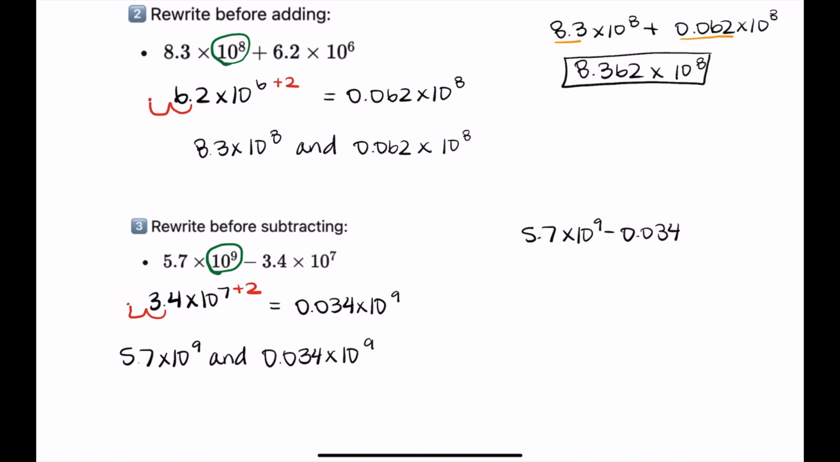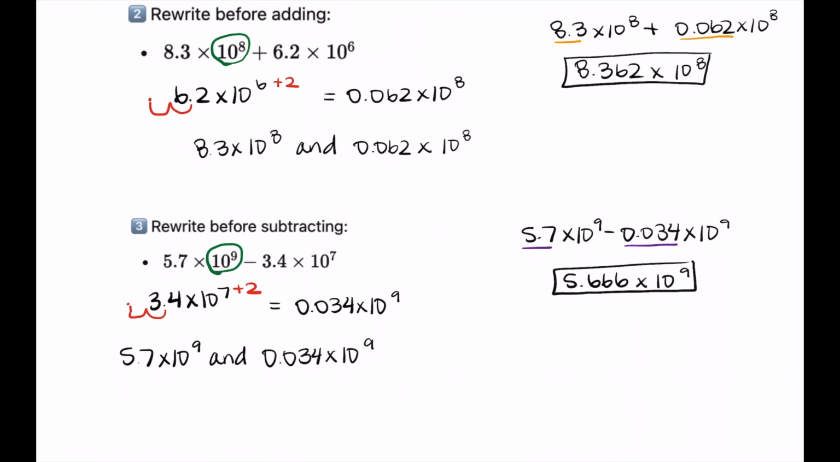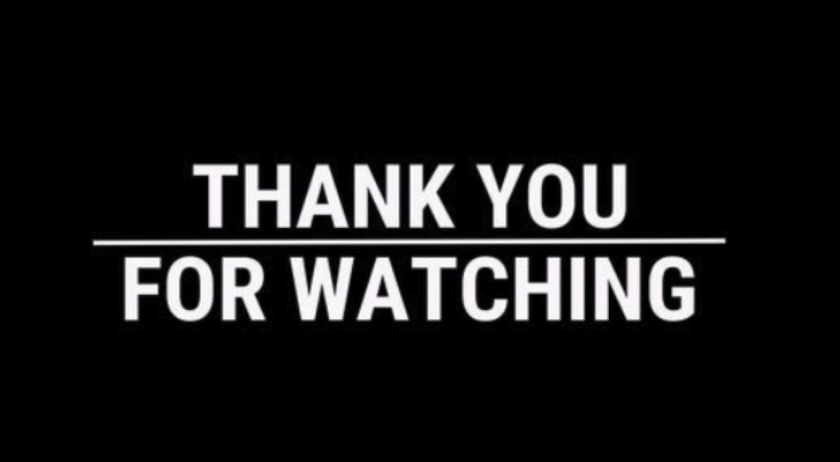So here we will write them out. 5.7 times 10 to the 9th minus 0.034 times 10 to the 9th. We will just subtract our coefficients. 5.7 minus 0.034 gives us 5.666. So our answer would be 5.666 times 10 to the 9th.